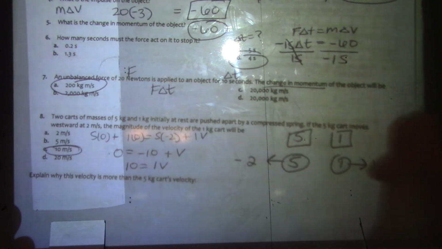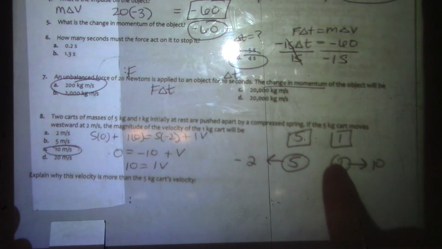And it makes sense that this one is going faster because it has less mass. Specifically, it has 1/5 the mass, so it's getting 5 times faster. And why this makes sense is because the 1 kilogram has less mass, so it goes faster.